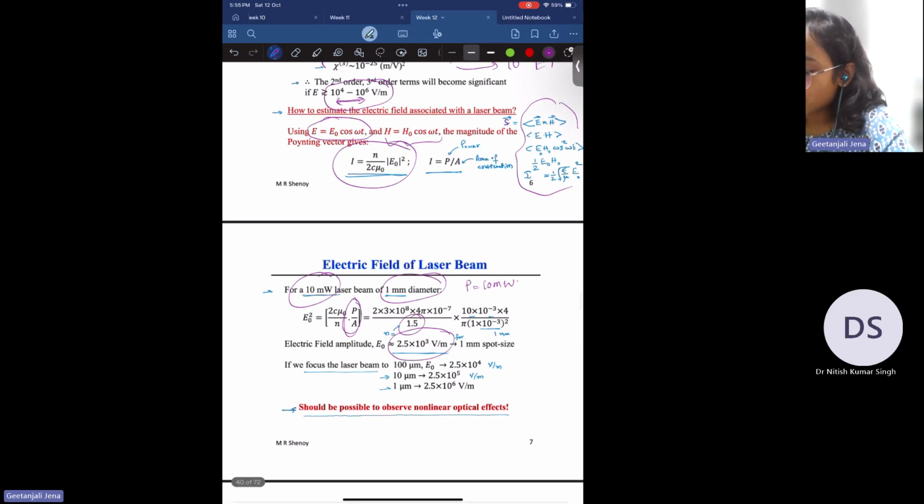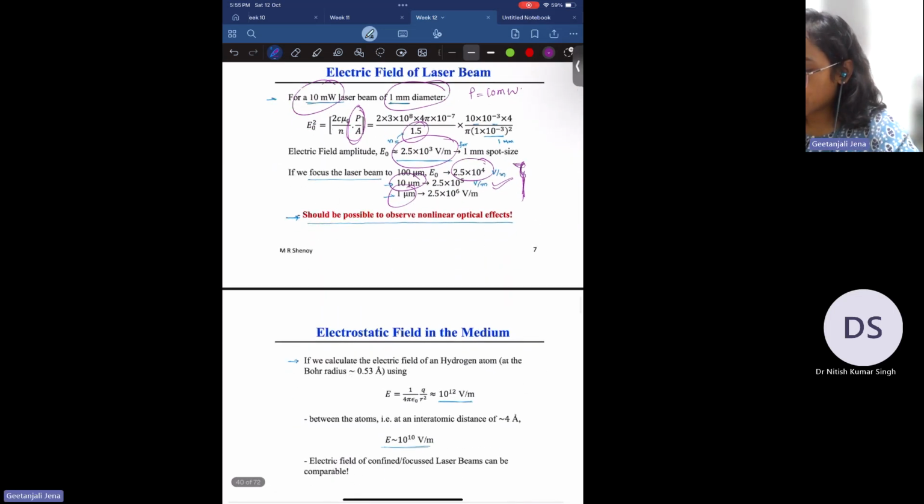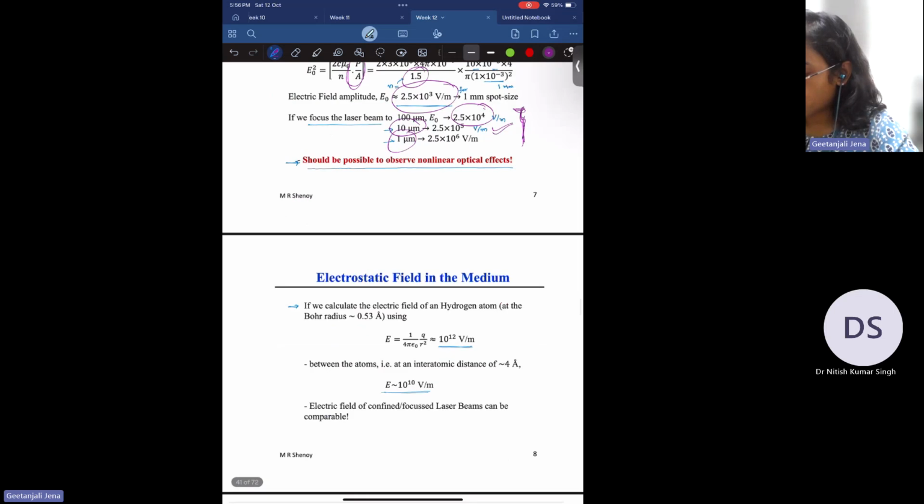So that means if you focus the laser beam to 100 micrometer, the E0 will now become 2.5 into 10 to the 4. And if you focus it to a cross section of 10 micrometer, the electric field will become 2.5 into 10 to the 5. And for a 1 micrometer laser spot, it will become 2.5 into 10 to the 6. So you can see nonlinear effect for this focusing reason. Now let us see how we can observe this nonlinear effect.